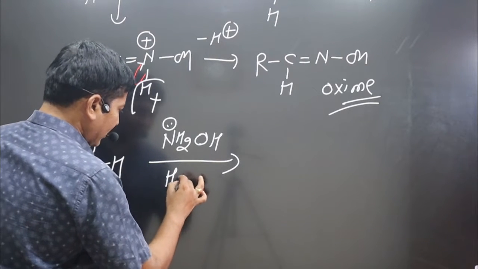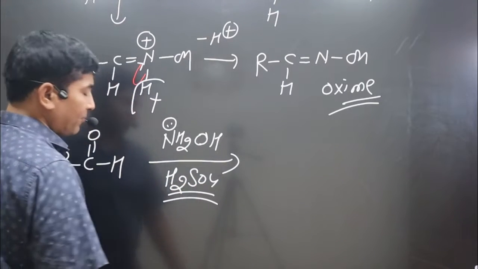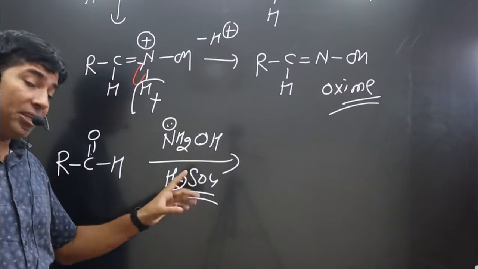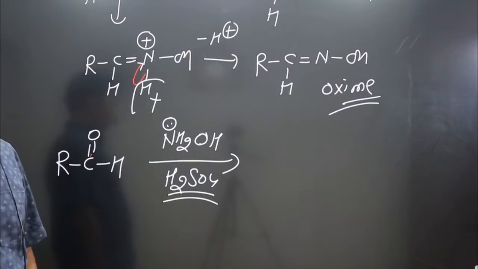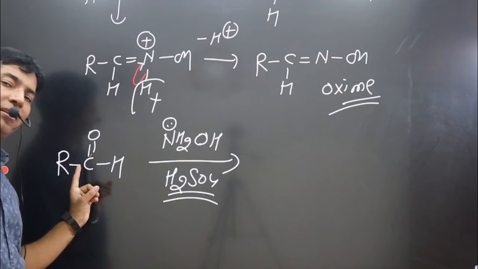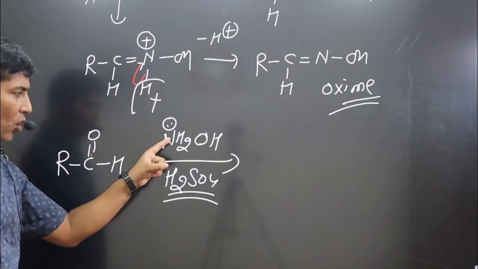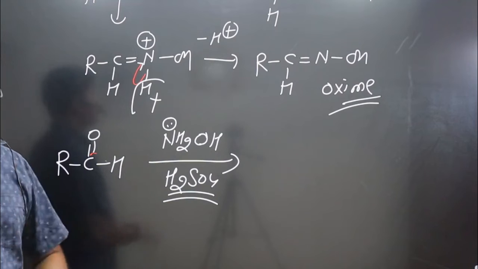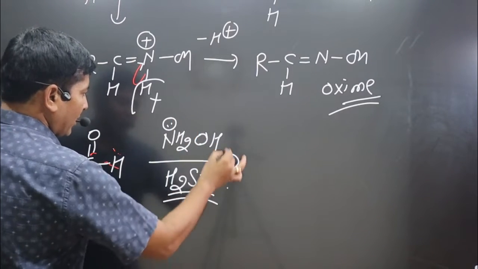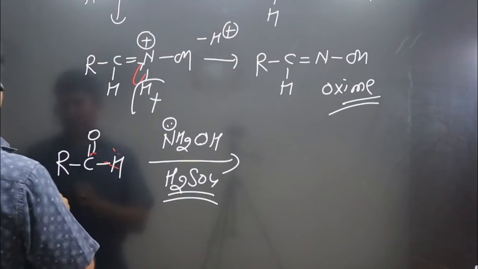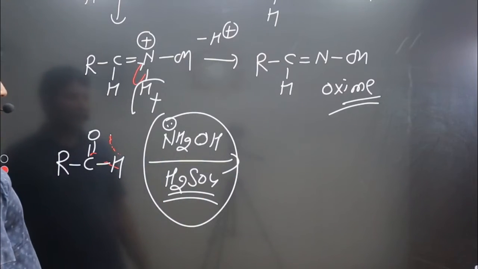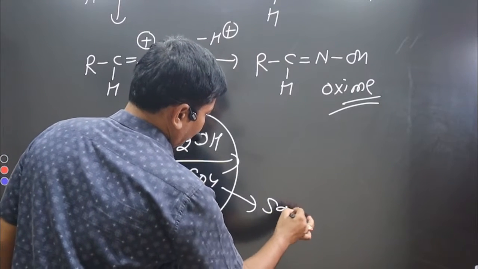But if I carry out the reaction with a strong acid, the pH value is very small. So in this case what will happen? It is a better base and it is a better acid, so they will start reacting together. An acid-base reaction will start taking place. So instead of reacting with the carbonyl compound, hydroxylamine will start reacting with the strong acid, and they will convert into a salt.